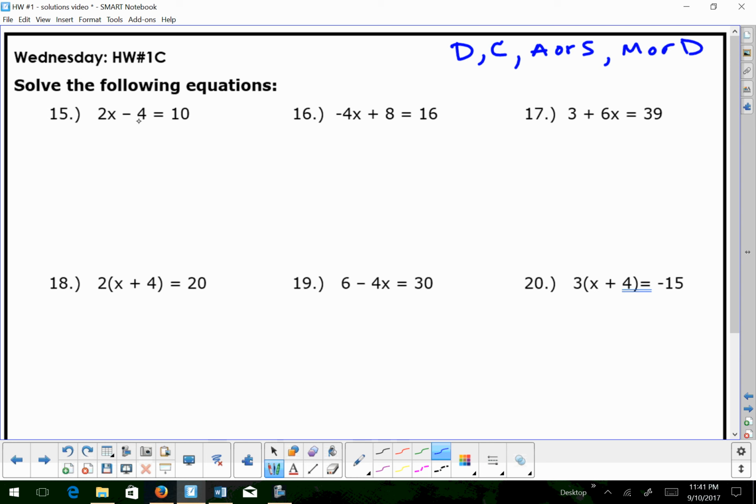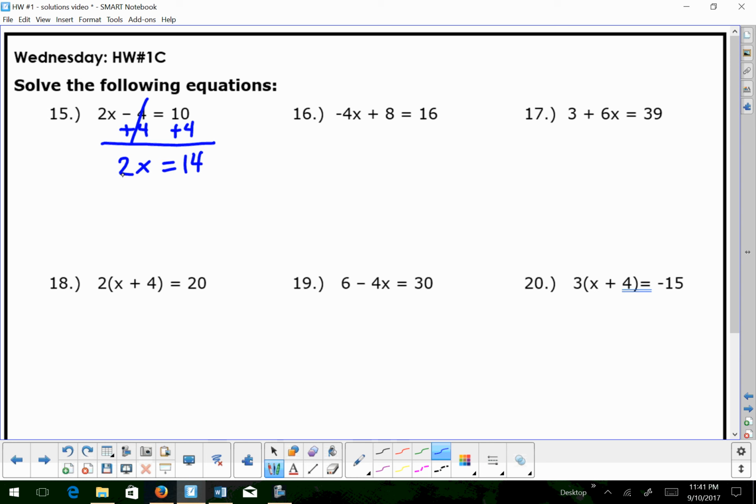So I see no parentheses on question 15. I look at the left side of my problem. There are two values here, two terms, and they are not like terms. Therefore, I cannot combine them. My right side has only one value, so there's nothing to combine. So now I'm going to move my constant here of -4 by adding 4 once to each side of the equation. That eliminates the constant from the left, leaving me with a 2x, and my new solution is 14.